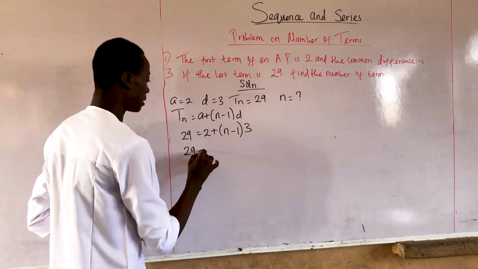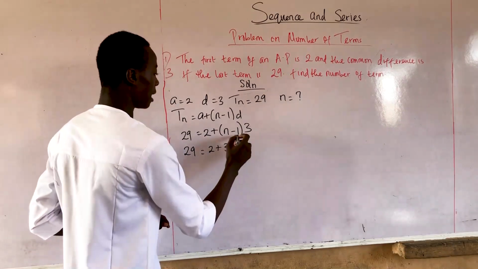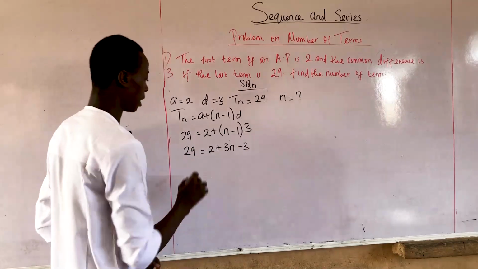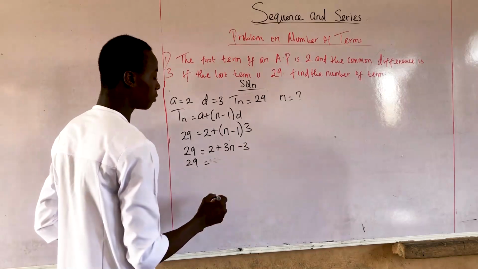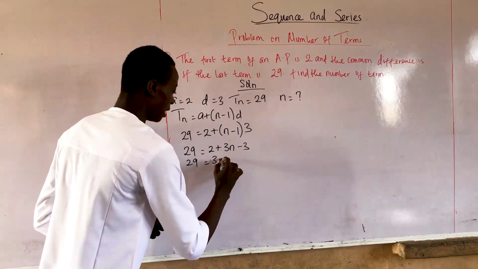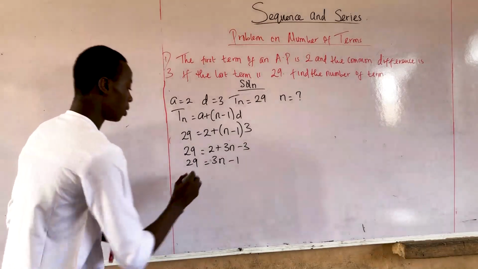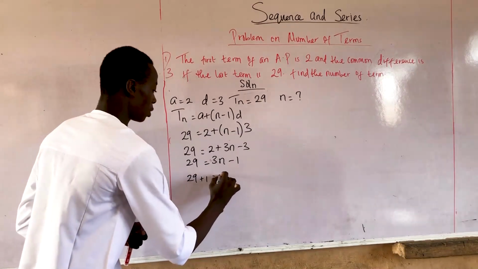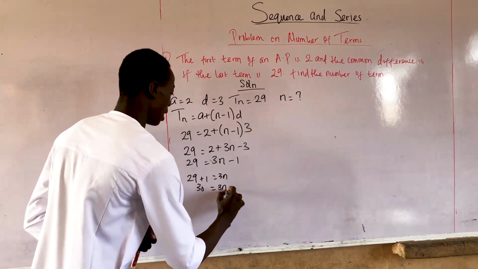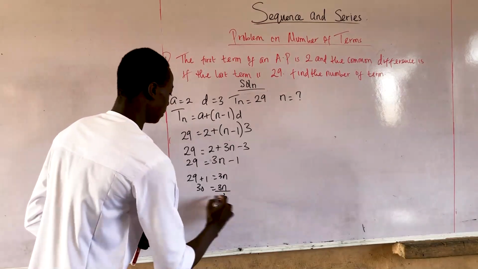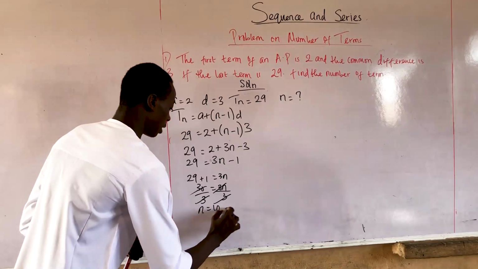So we have 29 equals 2 plus 3 times n, which gives 3n. 3 times minus 1 gives minus 3, right? So 29 equals 2 minus 3, which gives minus 1, so we have 3n minus 1. From here, we collect on the right-hand side: 29 plus 1 equals 3n. 29 plus 1 gives 30, equals 3n. Divide both sides by 3. So our n is equal to 10.